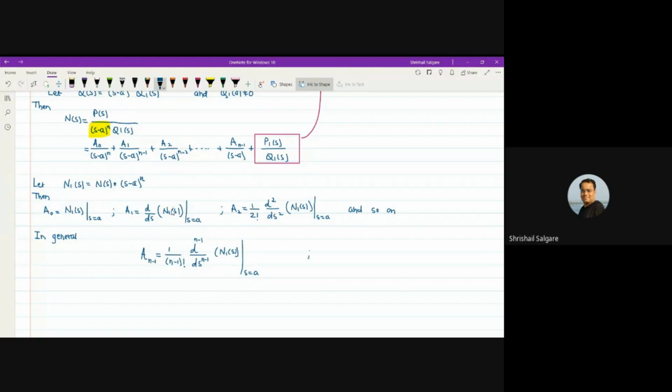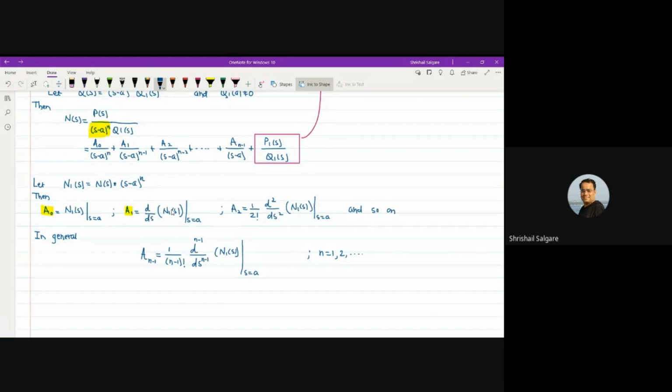Now in this formula, if you put n is equal to 1, you will get a naught, because 1 minus 1 is 0. If you put n is equal to 2, you will get a1. So like that, continue, and so on. Only the particular cases I am taking: when the roots are real and distinct, and when the roots are real and multiple. If the quadratic factor is there, we will go in the regular way.